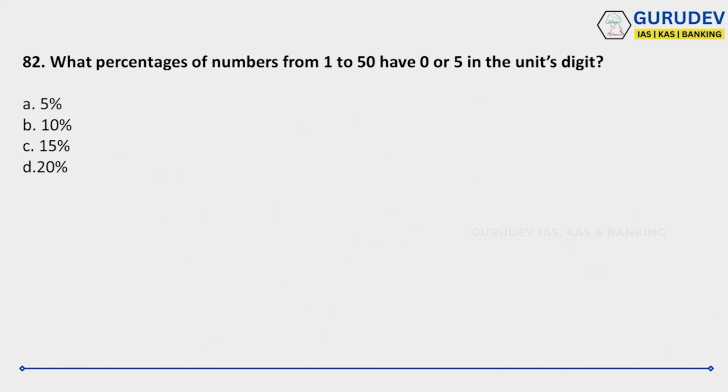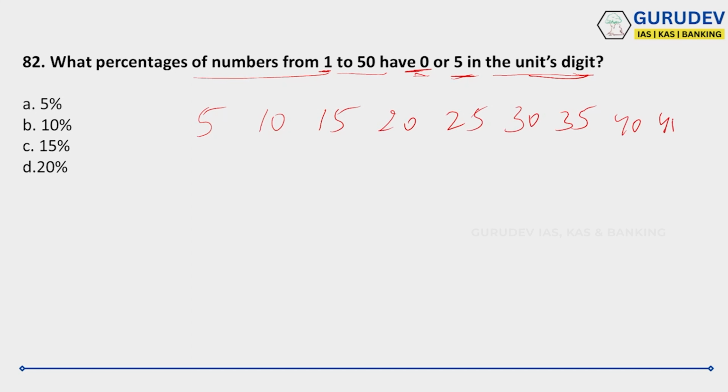So what question number 82 is saying: what percentage of numbers from 1 to 50 have 0 and 5 in the units digit? Okay, let us see the traditional method. What we are looking for is 0 and 5 in the unit place. The first number is 1. So 1, 2, 3, 4, we don't have 0 and 5 in the unit digit. We have 5, next 10, next 15, next 20, 25, 30, 35, 40, 45, 50.